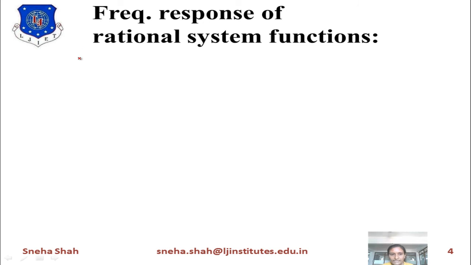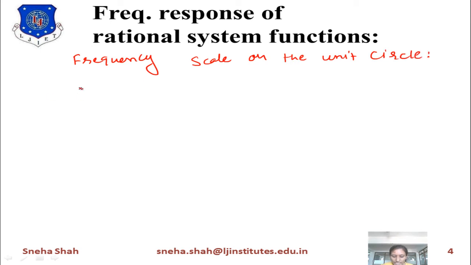Starting with frequency scale on the unit circle. Suppose I am representing the value of z. You know that the value of z equals r into e raised to j omega. This one is in polar form. Now in this equation, if I take the value of r equals mod z equals 1, it means that on the unit circle we represent the frequency response.